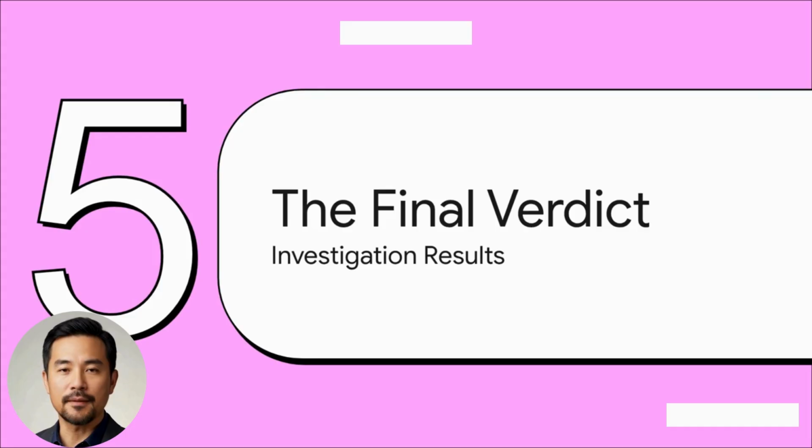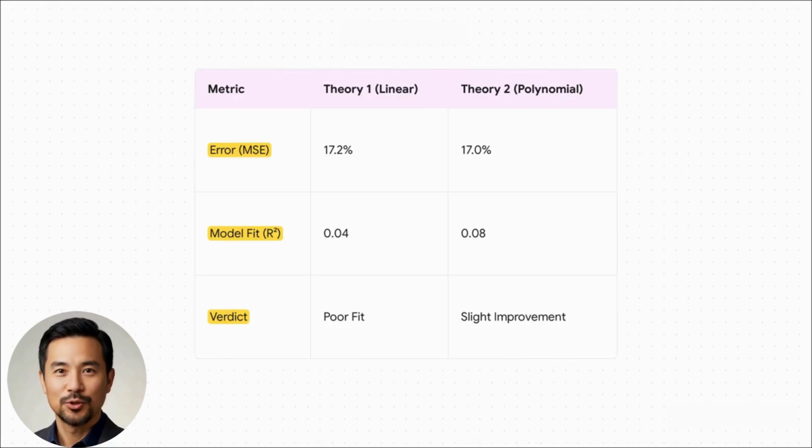So, we've pursued two theories, we've analyzed all the evidence we have, and now it is time for the final verdict. After all this, what did our pumpkin price investigation actually teach us? This summary table lays it all out, crystal clear. Theory 2, the curve, was a little bit better than Theory 1. The error went down a tiny bit, the model fit doubled, but look at the final verdicts. Poor fit versus slight improvement. Neither one of those sounds like we cracked the case, does it?